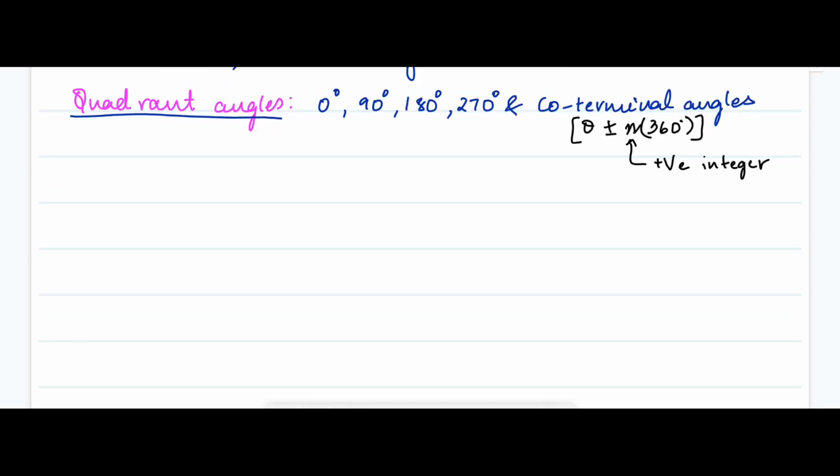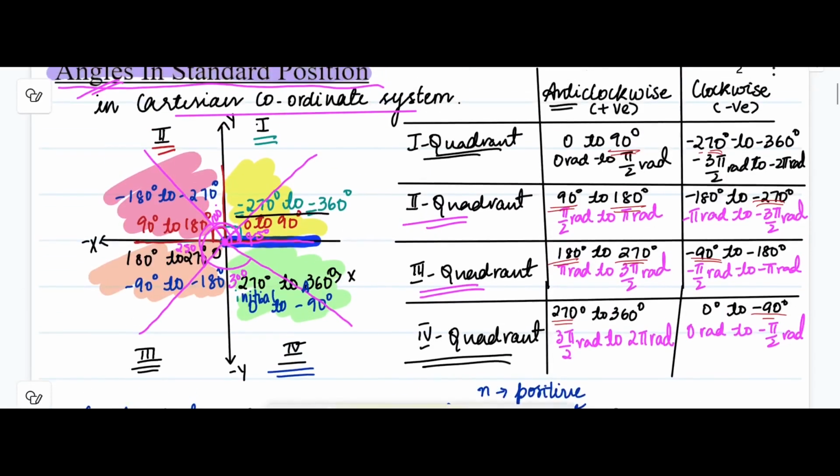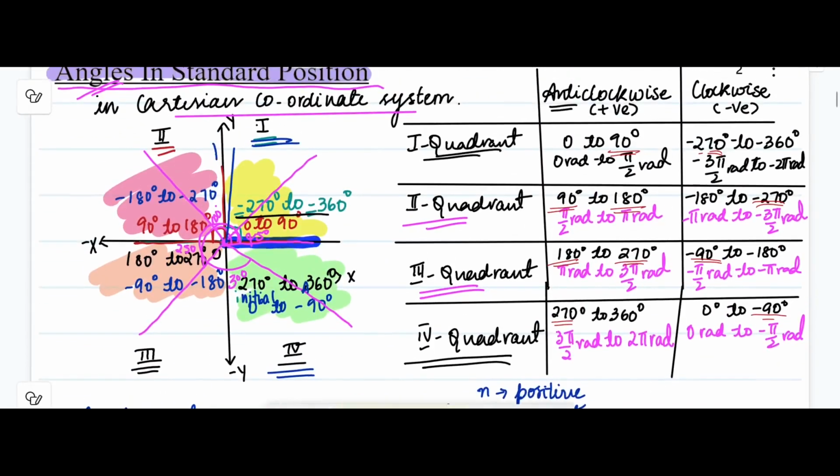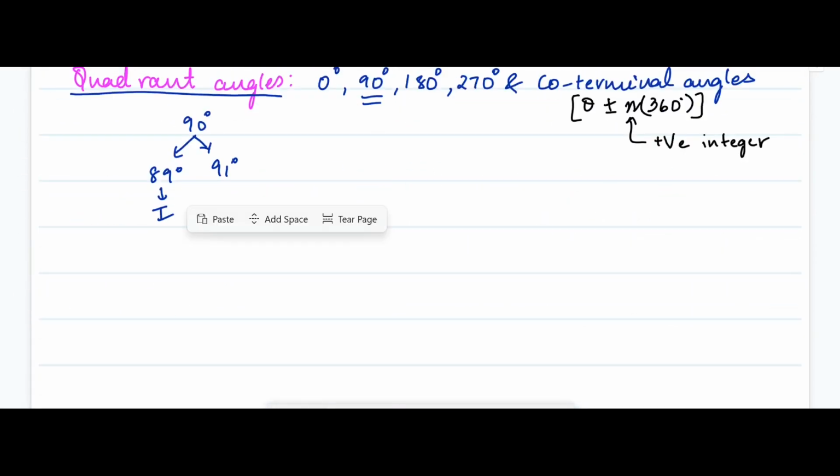When we take the angle 90 degrees into consideration, 89 degrees, that is somewhere here, is said to be in the first quadrant. When the angle is 91 degrees, that is somewhere here, it is said to be in the second quadrant. But when the angle is 90 degrees, it is said to be a quadrant angle.